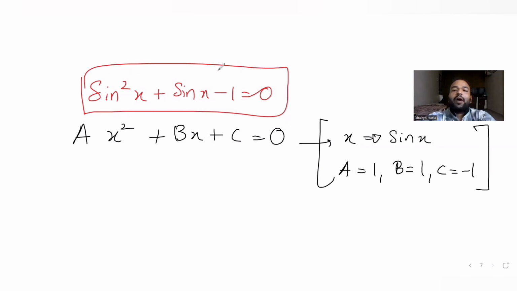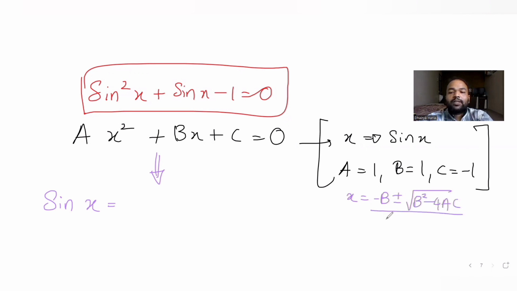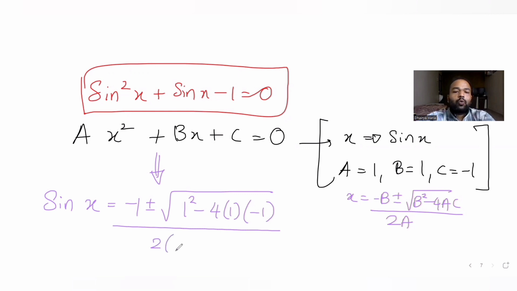So with that, if I apply the formula method to find my values, I get the roots of the quadratic equation. We know for the quadratic equation, x is minus b plus minus root of b square minus 4ac upon 2a. So if you apply the idea, minus b, so minus 1 plus minus root of b square, so 1 square minus 4 a and c, upon 2a.